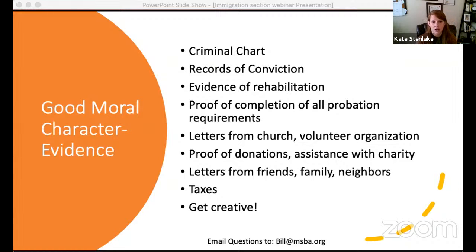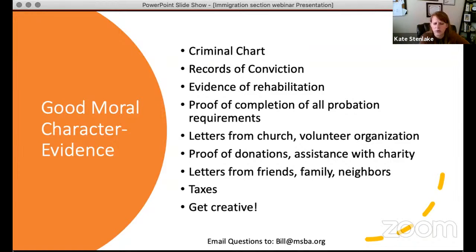And then you want to show good conduct, highlight good conduct, such as involvement in church, volunteering, donations, any sort of assistance in charity, letters from friends, family, neighbors. Payment of taxes will be proof that the client has good moral character. And this is where you can really get creative. There's no cut and dry proof of good moral character. You really have to look at the client's life, the client's case, and see just what you can do to really show that the person is a good person, and the kind of person when we think of the ideal immigrant, that is your client.